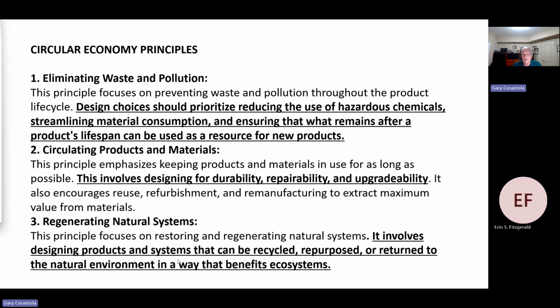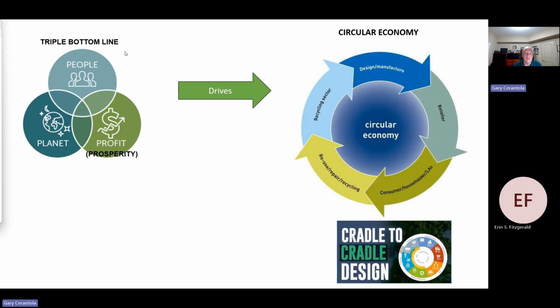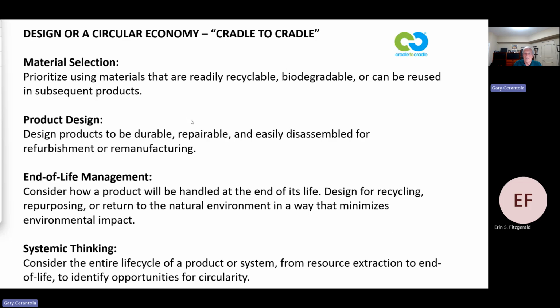So it involves designing products and systems that can be recycled and repurposed and returned to the natural environment in a way that benefits ecosystems. So that's what this triple bottom line is all about, in terms of planet, the environment, in terms of society, people, and not exploiting people, making sure that we are good ancestors and our future generations are just as healthy and happy and fulfilled as we are, and that's how you get to this certain piece.